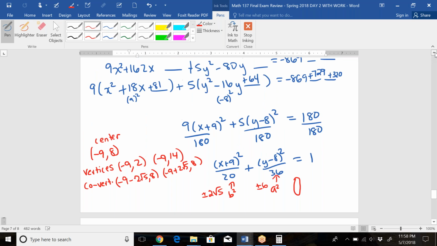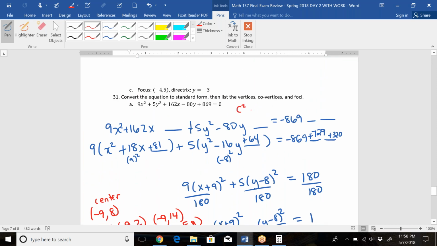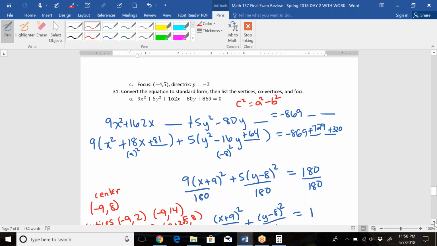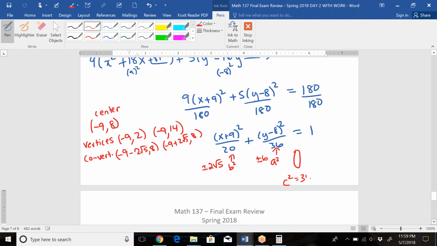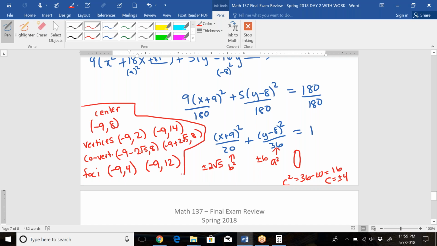To find your foci, you need to know how to find c squared. In an ellipse, c squared is a squared minus b squared. It's inside the ellipse. So c squared is 36 minus 20, which is 16, so c is plus or minus 4. And it also follows the same orientation as your main vertices, so it's going to be to the y value. So my foci are negative 9 minus 4 from 8 would be 4, and negative 9 plus 4 to 8 would be 12. So there are all of my points. We didn't have to graph them.